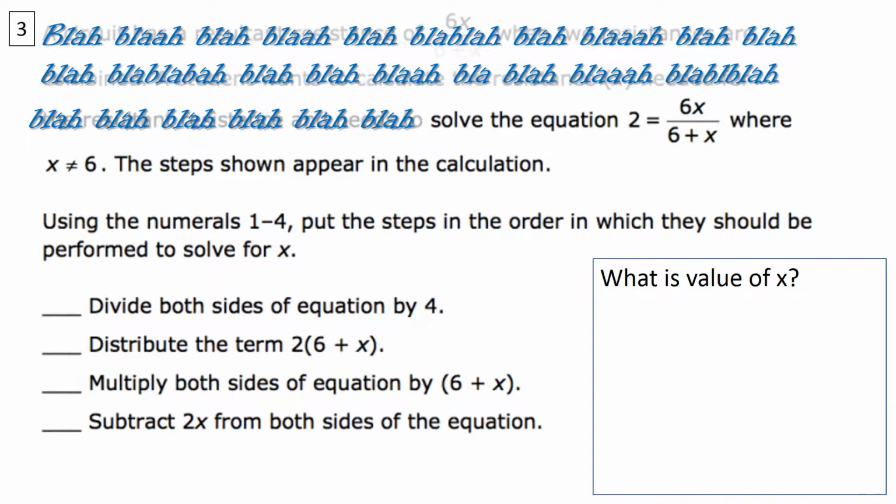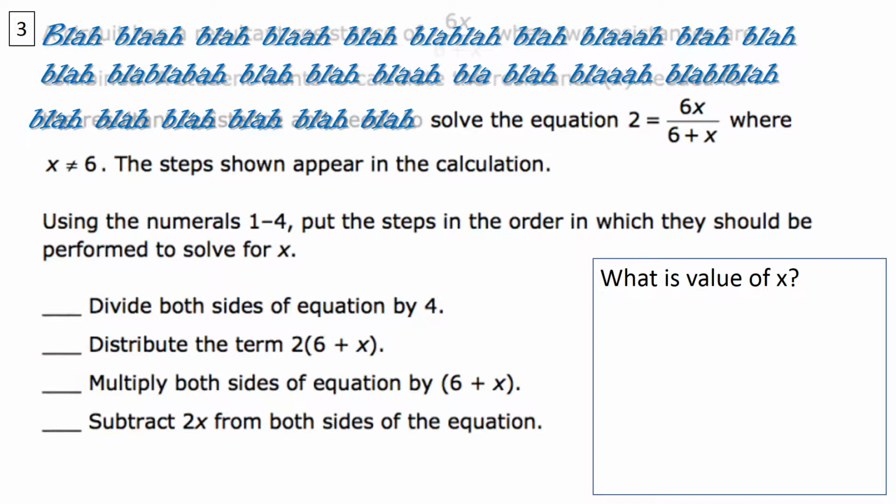Blah. Solve the equation 2 equals 6x over 6 plus x, where x does not equal 6. I think they even wanted to say x does not equal negative 6 there. That may be their typo. I stole this straight from review material. The steps shown appear in the calculation, and that's these steps shown down here. Using the numerals 1 through 4, put the steps in order. So it's another steps problem.